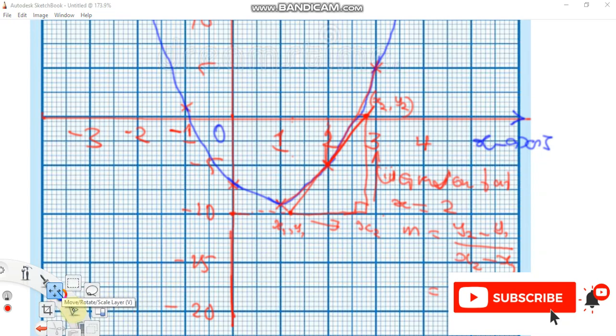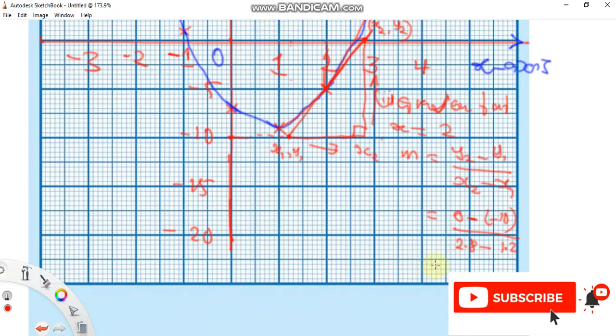Okay, so now let's give us some more space. So this will be equal to, remember, it is good putting this in brackets when you are dealing with negative numbers, so you don't mess them up. So minus times minus is plus, right? So 0 plus 10 divided by 2.8 minus 1.2. So 2 minus 1 is 1, 8 minus 2 is 6. So this is 1.6, right? So this will be equal to 10 divided by 1.6. So we can say therefore the gradient, which is m, is equal to 10 divided by 1.6 gives us 6.25. Okay, so this is the gradient of the curve at the point x equal to 2.